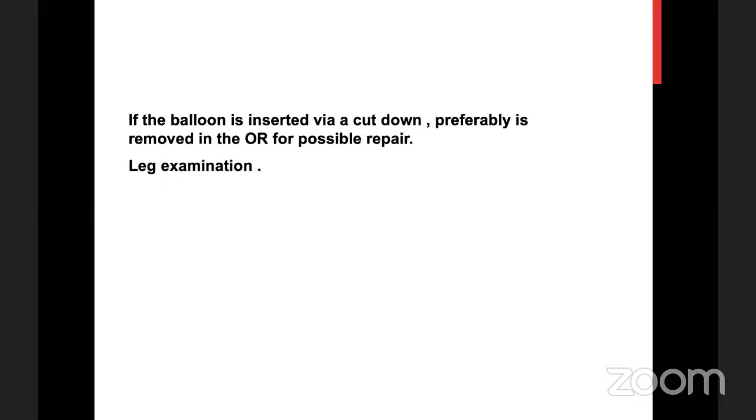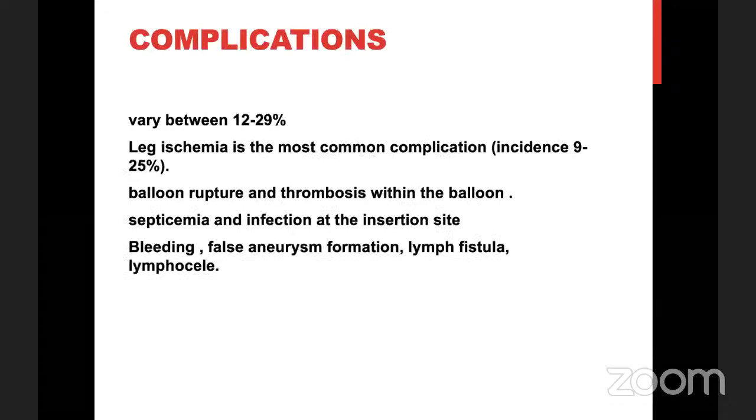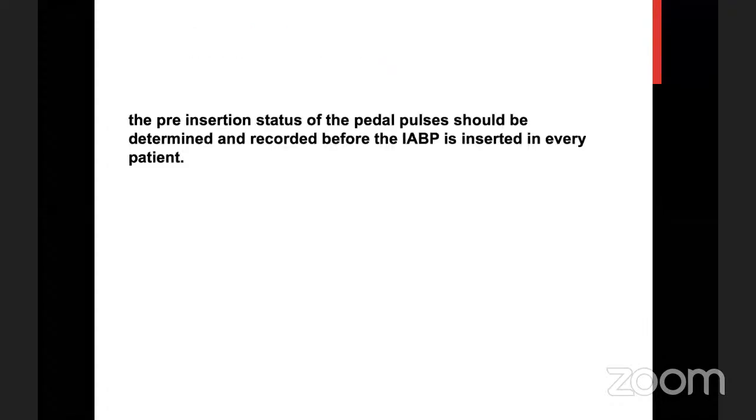So if the balloon is inserted via a cut down, it is preferably removed in the OR for possible repair, and leg examination is a must. Complications vary between 12 to 29%. Leg ischemia is the most common complication, with incidence about 9 to 25%. Others include balloon rupture and thrombosis within the balloon, septicemia and infection at the insertion site, bleeding, false aneurysm formation, and lymphocele.